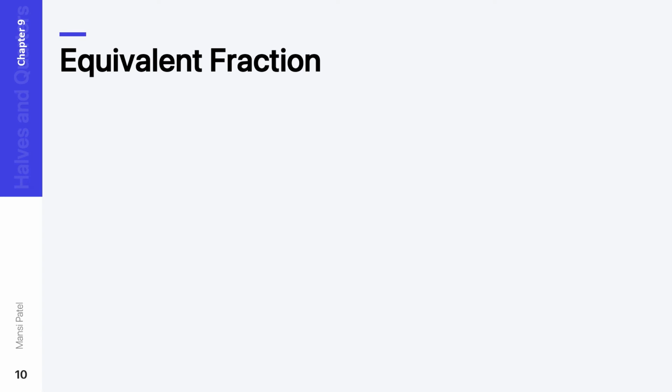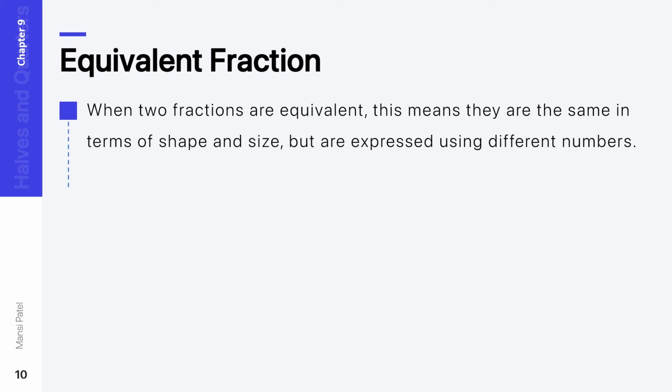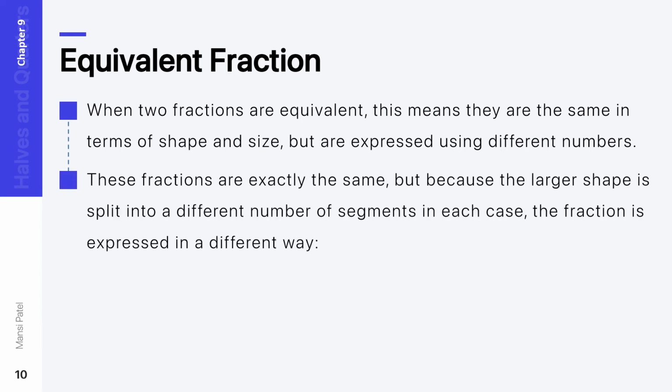Now, what is an equivalent fraction? See here, when two fractions are equivalent, this means that they are the same in terms of shape and size. Sometimes their shape and size are the same, but they are expressed using different numbers. If fractions are expressed using different numbers, then those fractions are known as equivalent fractions. Why can this arise?